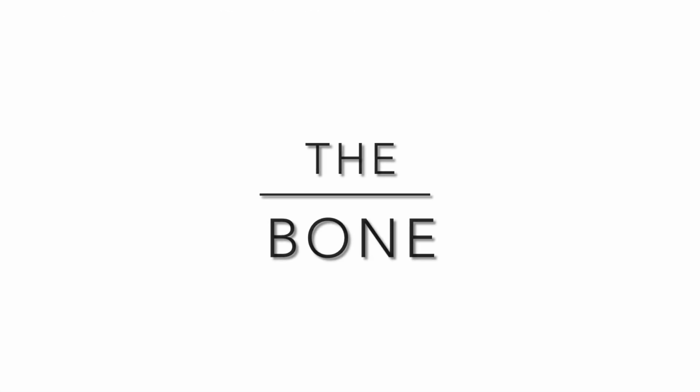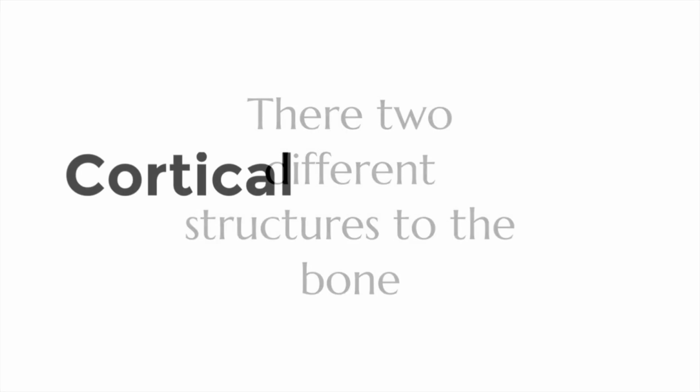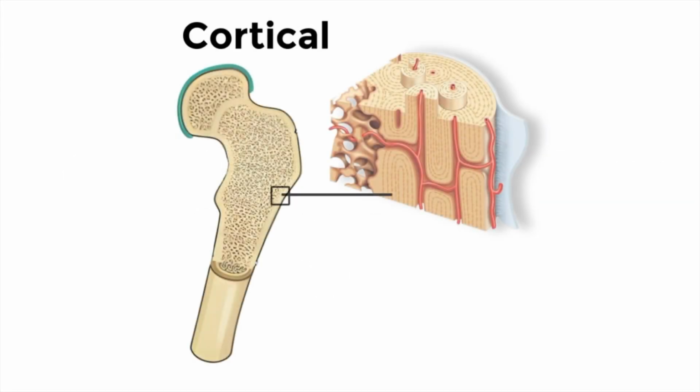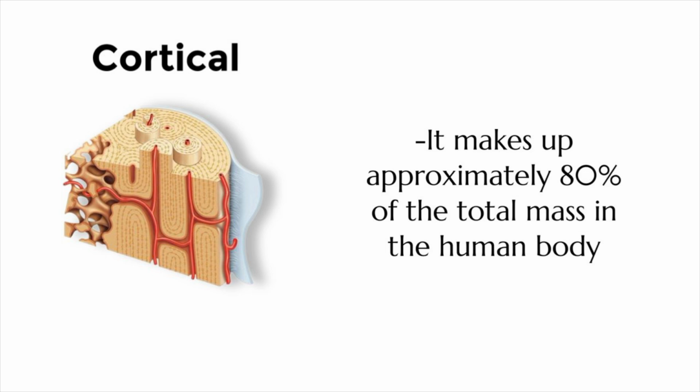Now that we talked about how the bone is formed, let's move on to the actual structure of the bone. There are two different structures to the bone, cortical and cancellous. First, let's look at the cortical portion. Cortical, also known as compact bone, is the dense, stronger outer layer of the bone that provides structural support and protection. Cortical bone makes up approximately 80% of the total mass of the human body.